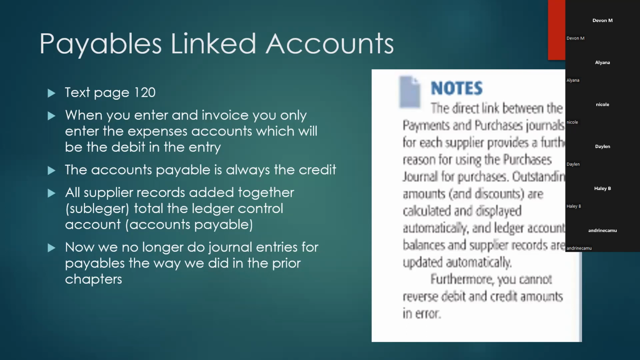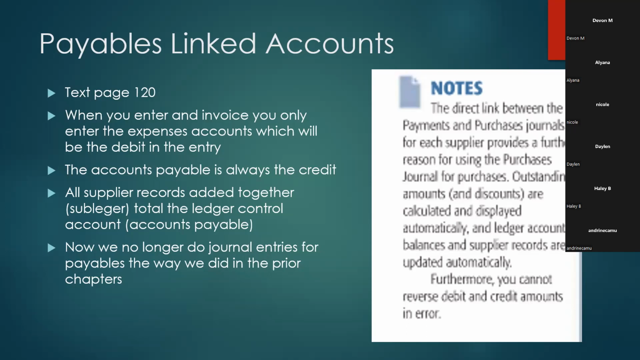So basically what's happening, if you think back to your introductory accounting, you would always have a subledger account, and all the supplier records added together for the subledger would total your ledger control account, which is your accounts payable. Does everyone remember that? So let's say, for example, I owe Staples $1,000 and I also owe a hardware company $500. I would have a subledger account for Staples. I would have a subledger account for ABC Hardware Company. Those two added together are $1,500. So in my accounts payable ledger account, it would show $1,500.